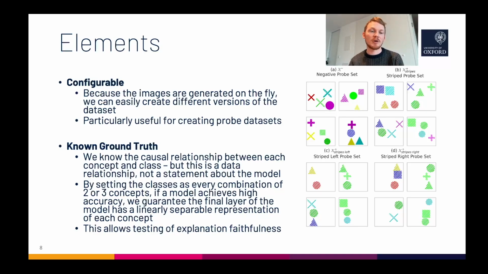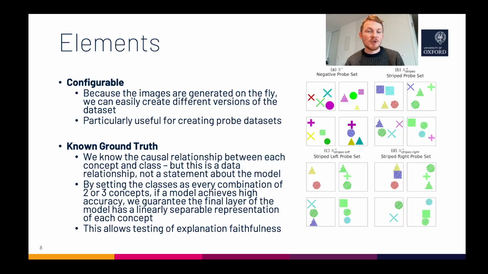So for example, we can create more complex ones, like on our right there, where we've got striped objects on the left of the image and striped objects on the right of the image. Using this dataset, it's very easy to create these different concept probe datasets to create your CAVs. The other important thing is we have a known ground truth. So we know the causal relationship between each concept and class, and we know which concepts are present in each image and where they are.